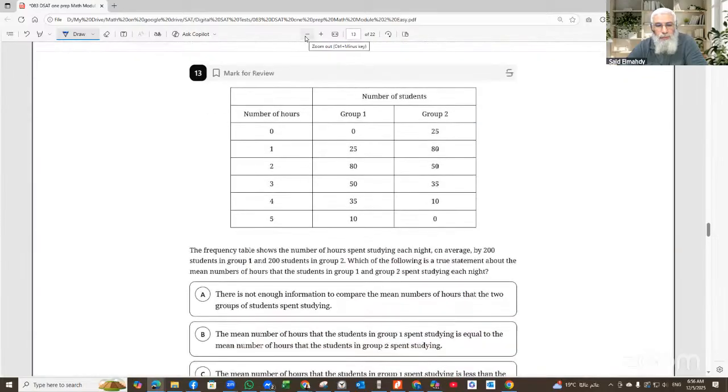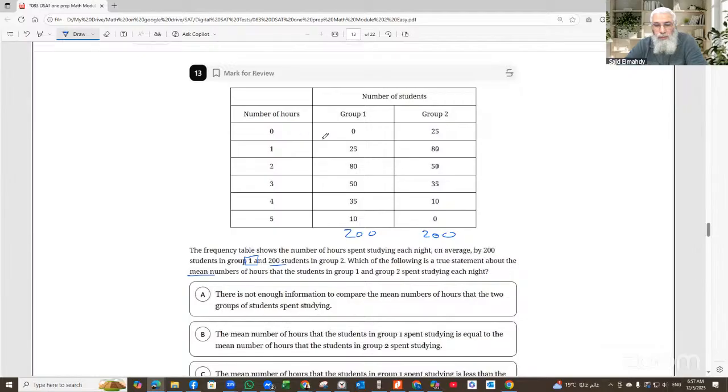Number 13 says the frequency table shows the number of hours spent studying each night on average by 200 students in group 1 and 200 students in group 2. So the total here is 200 and 200. Which of the following is a true statement about the mean number of hours that the students in group 1 and in group 2 spent studying each day?